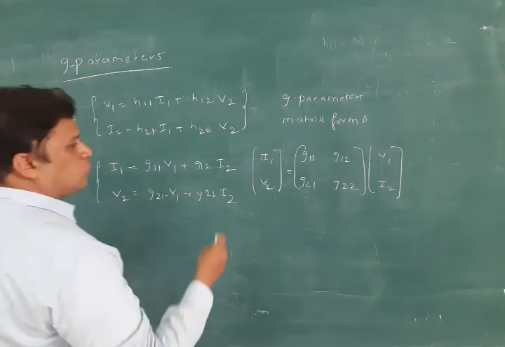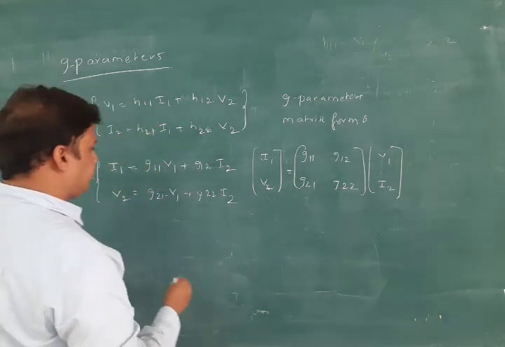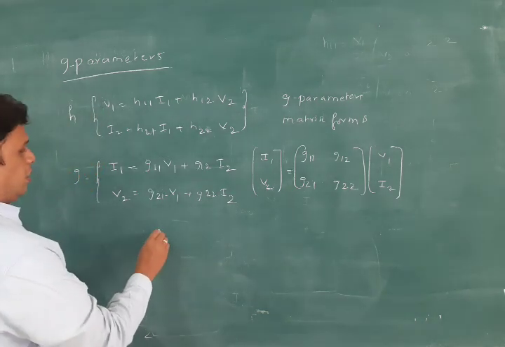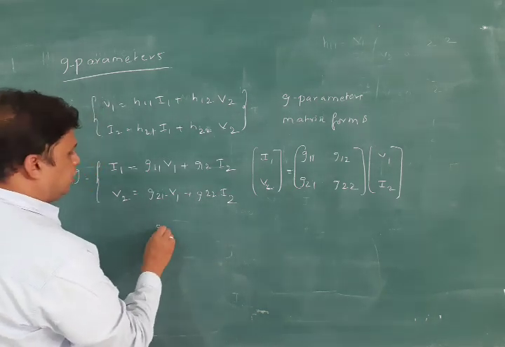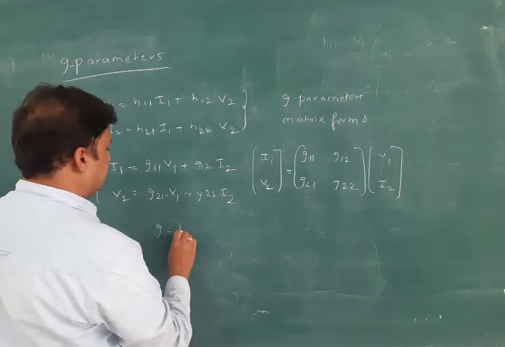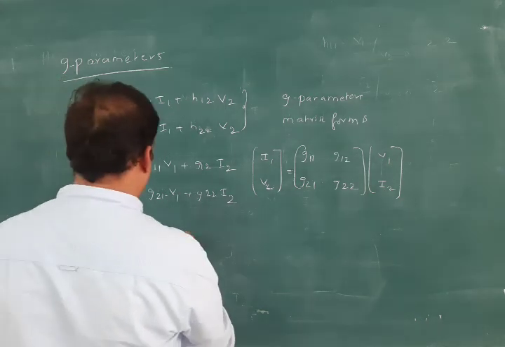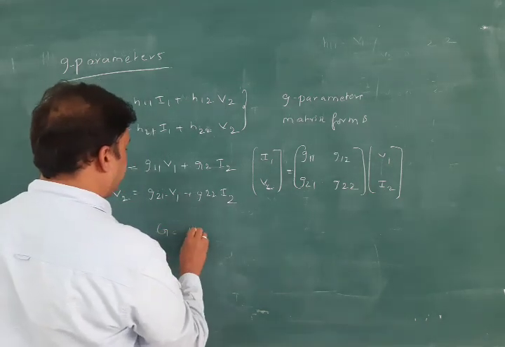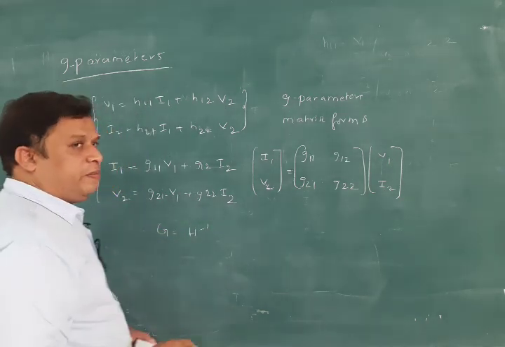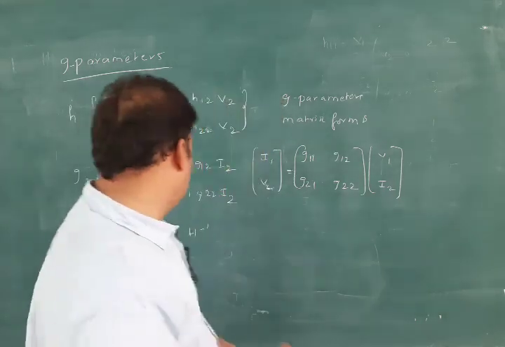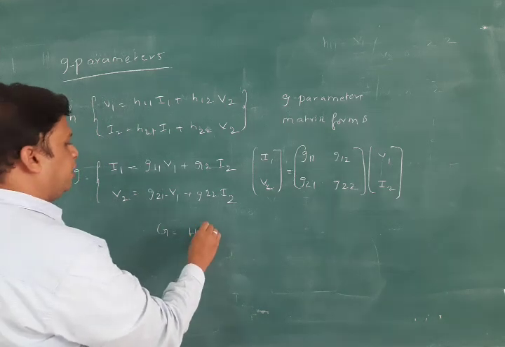G parameters are also called inverse hybrid parameters. So we can write that G is equal to H inverse, because it is the inverse matrix of H, the hybrid matrix. So G is equal to H inverse can be written.